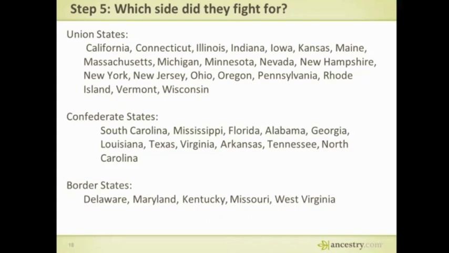The Confederate states are pretty obvious, but again, especially up near the borders, people tended to fight on both sides. And generally, the border states are Delaware, Maryland, Kentucky, Missouri, and West Virginia. So there, you're going to have to look definitely on both sides.